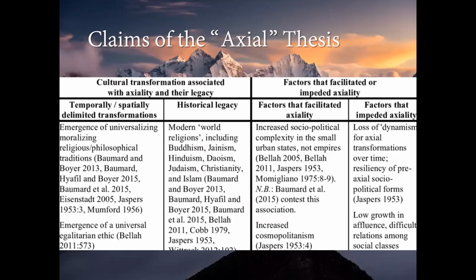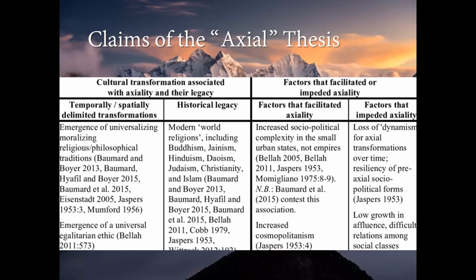Factors that have facilitated what they're calling axiality, and this is one of the things we're going to get into here. Increased sociopolitical complexity in small states, not empires. There are people who contest this assertion, as we'll get to in a moment. There's a lot of things to contest here. Increased cosmopolitanism, that's Karl Jaspers' idea. There are also factors that impede this over time.